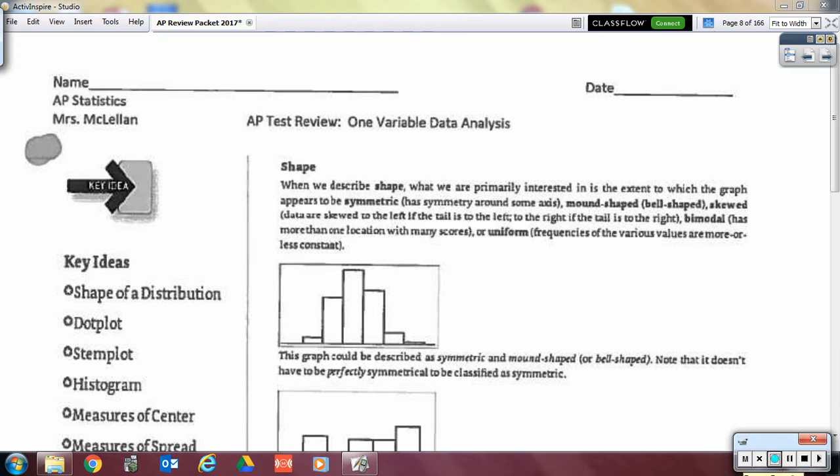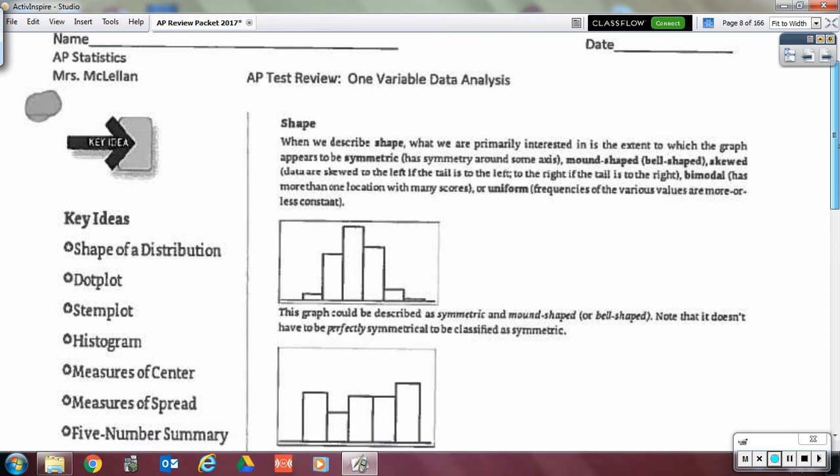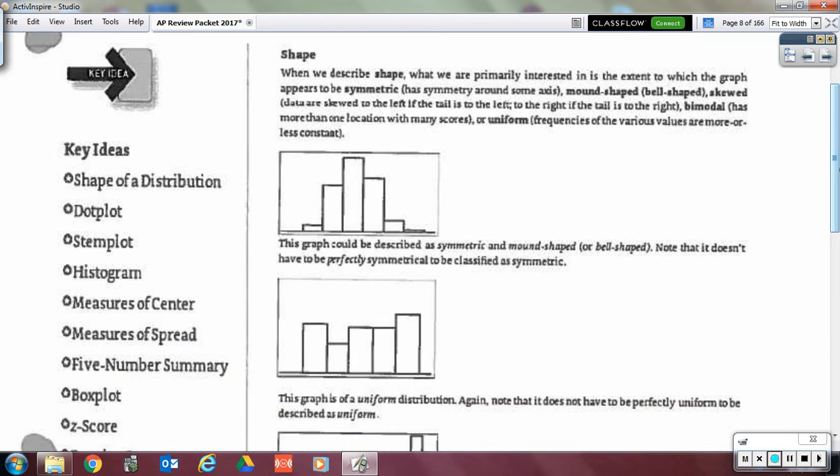So I think this is page 4 in your packet. And so this is our first day of the AP review. This is one variable data. So the main things that we're going to talk about are kind of listed over there on the left-hand side, but we're just going to first go through those. The first one is remembering some of the vocabulary for shape.